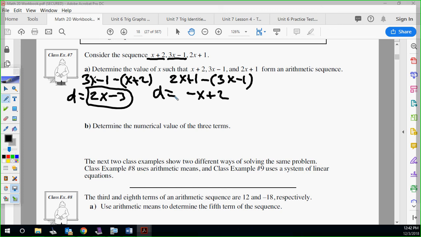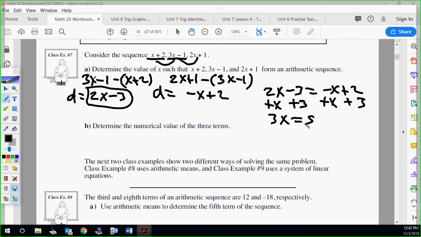So what I did was, they told me the sequence, and they said determine the value of x from the arithmetic sequence. So they're telling me it's arithmetic. If it's arithmetic, we know the constants change the same. So we said, this one minus that one equals something. This one minus that one equals something. They are the same value. So now we're going to set them equal to each other and solve like Lucas said. So we're going to go 2x minus 3 equals negative x plus 2. Add x, add x. Okay, so we get 3x equals 5. So x is 5/3.